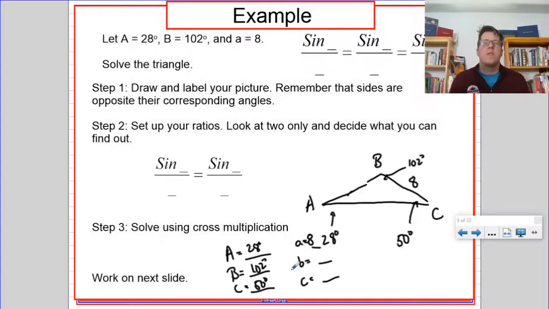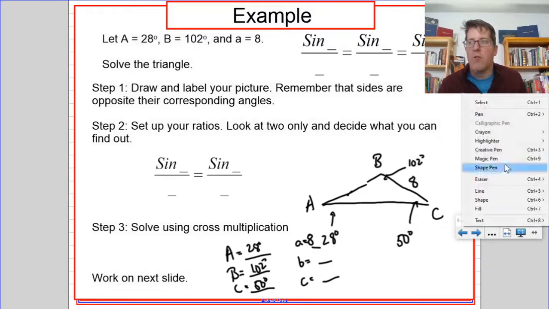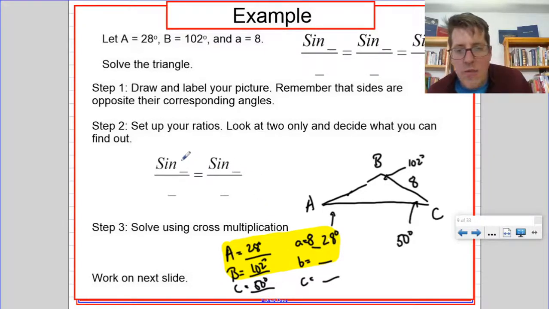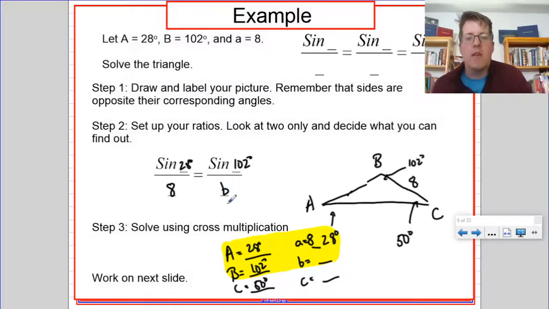Okay? So set up your ratios, look at two only, and decide what you can find out. So what can we find out here? Well, if I'm thinking of this as a cross multiplication problem, a cross multiplication problem requires a fraction that has three parts, or I suppose two fractions, that have three parts filled in and one part missing. So I could do the sine of 28 degrees over 8 equals the sine of 102 degrees over b. And that's going to help me solve that using cross multiplication.